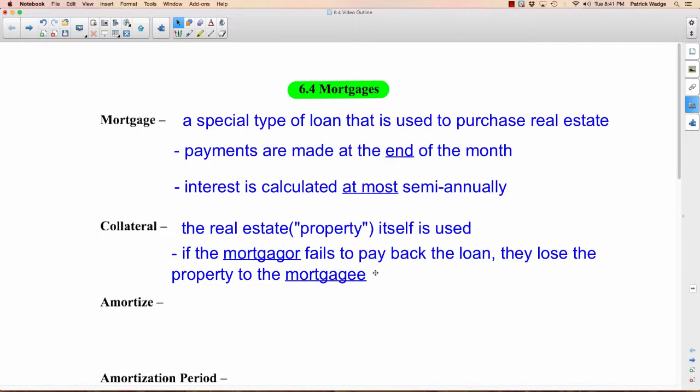So, pretty simple, pretty brutal, but if you fail to pay your mortgage, eventually the bank or whoever is going to take ownership of your house. You don't have your house anymore. So, pretty serious consequence there.